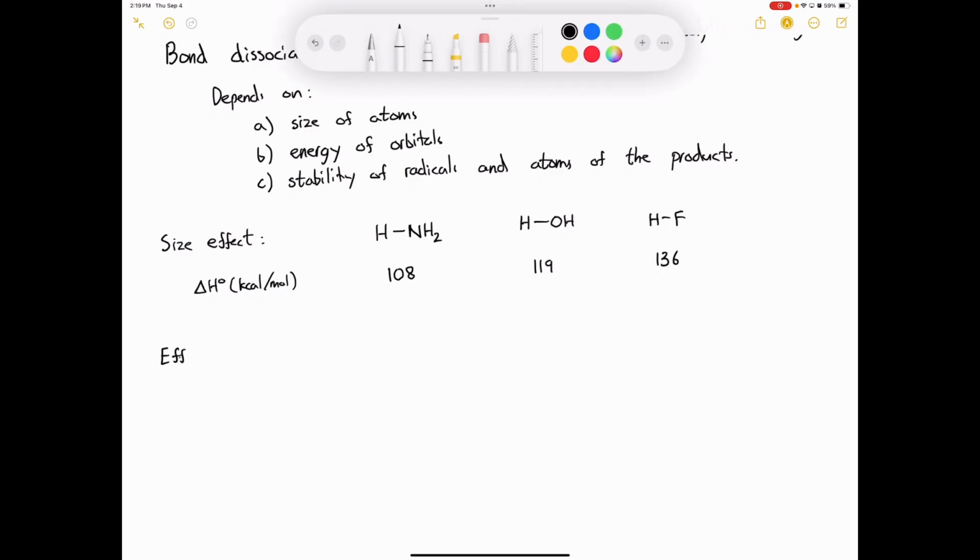Next, the effect of energy of orbitals. Let's draw a few of them first. We're going to have first an s orbital and the small p orbital of fluorine. So this would be an HF bond. The energy here, like we saw before, is 136. So here it will be delta H.